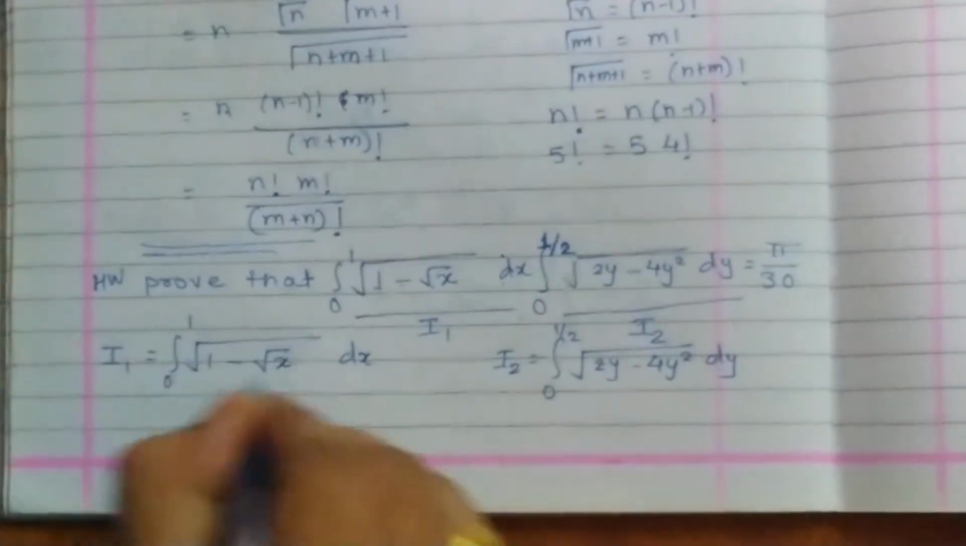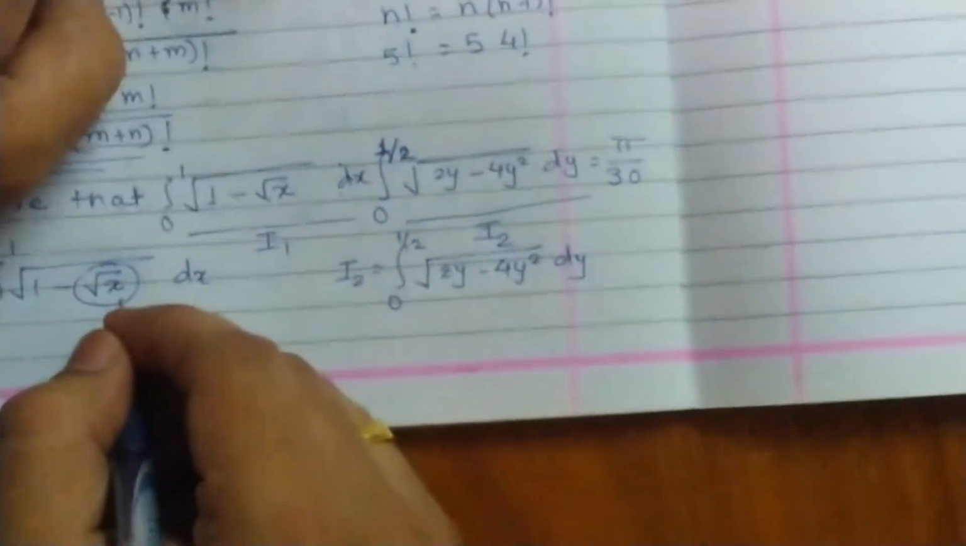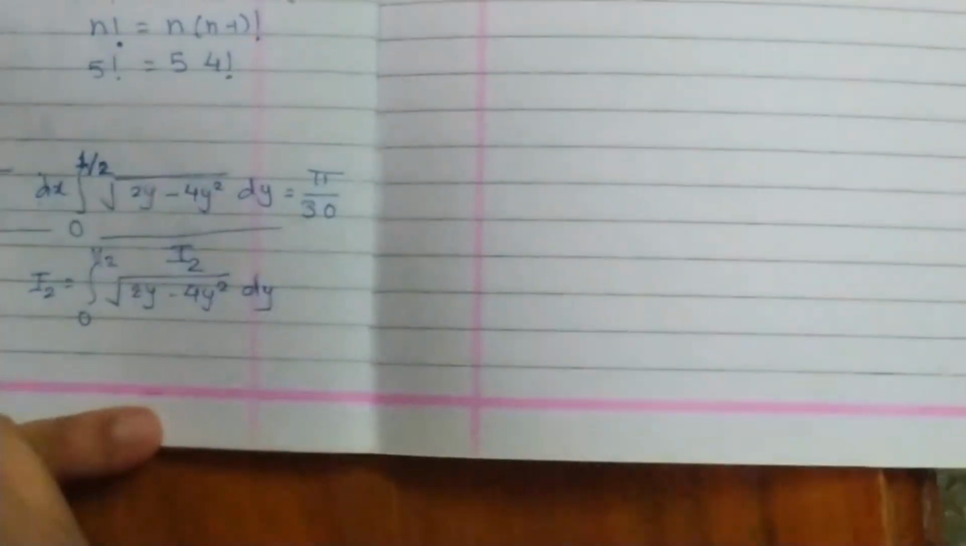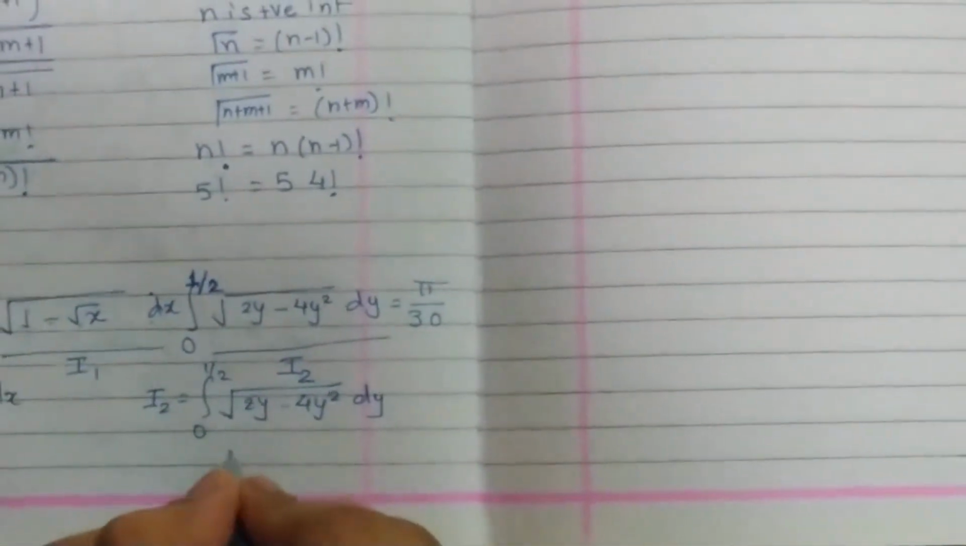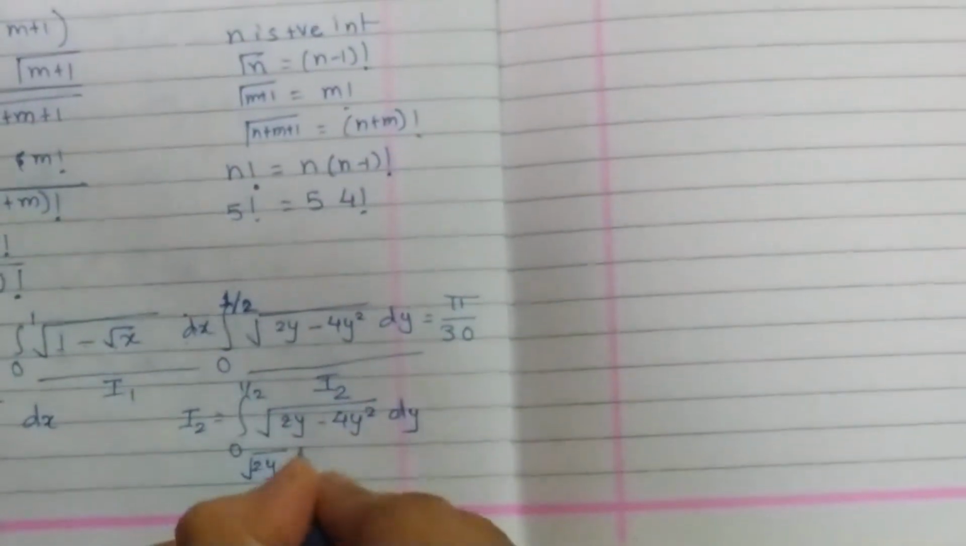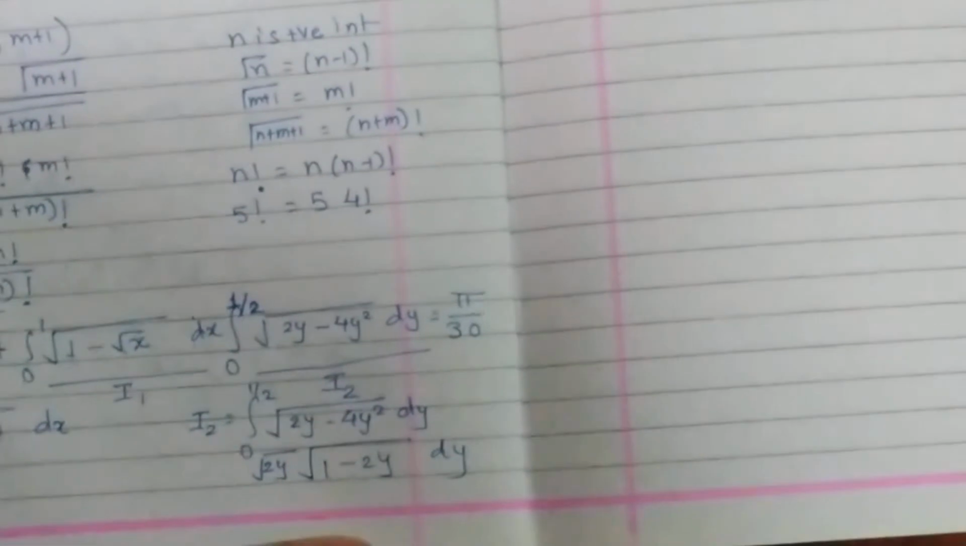Now just have a look here. Here is the term root x. If you come to this, n is now 2, so that means square root. Hence, what will be the substitution? Square root of x is equal to u is the substitution, or we can write t also. Now let's come to this. Here it is 2y minus 4y square. If I take 2y common from this, what am I getting? Square root of 2y into the square root of (1 minus 2y) dy.